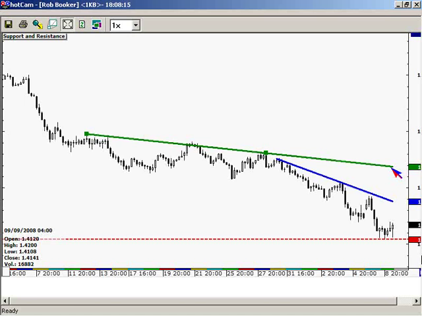And if I don't like that risk to reward ratio, I can do two things. One, I can get out and not take it, or I can maybe get in a little bit earlier.